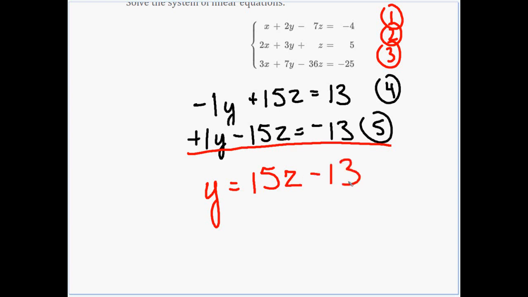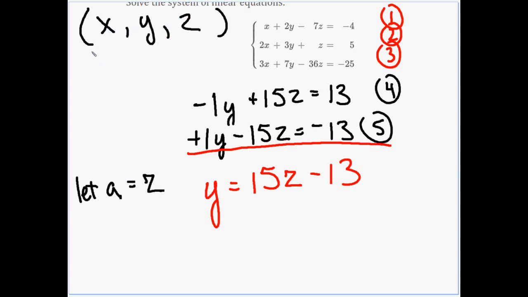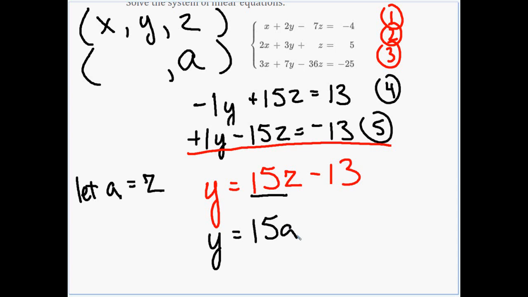So we're just going to make an assumption here, and I'm going to let a equal z. If I'm going to write up here my ordered triple x, y, z, I'll write it like this first, x, y, z. Well, we're going to let the z value now be called a. So I can hop right in here and change this to an a. Y is equal to 15a minus 13. So I'm going to come up here in my y spot and write 15a minus 13.